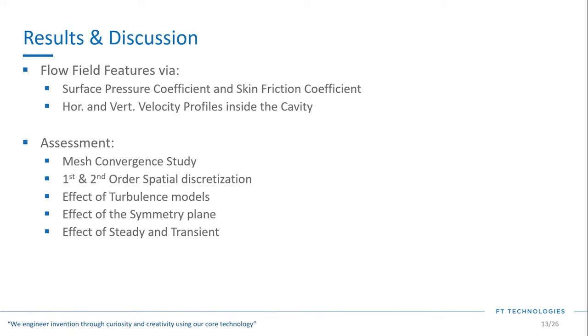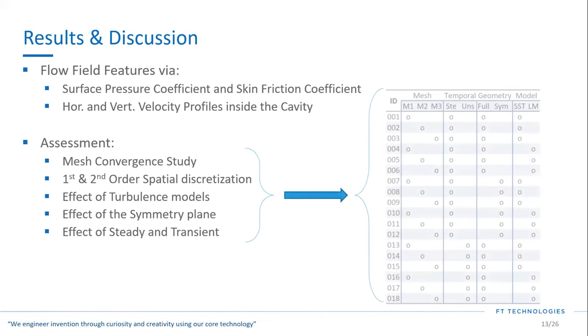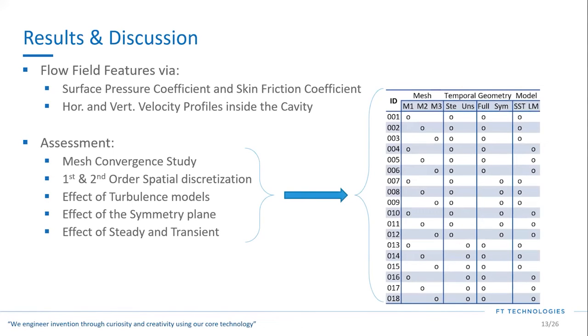I'll assess the mesh convergence study. Going on to the results and discussion: the flow field features, looking at the surface pressure coefficient, the skin friction coefficient, the horizontal and vertical velocity profiles inside of the cavity, and then we'll assess the mesh convergence study, the effects of the first and second order spatial discretization, effects of the turbulence model, implementing a symmetry plane, and symmetry versus transient. And here's an overview just of what a table looks like.